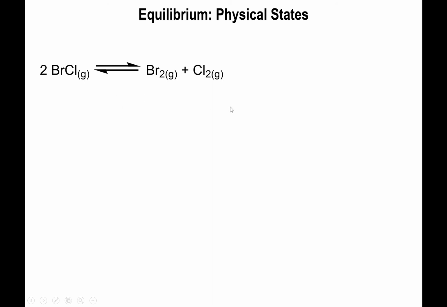All you do is you simply say, okay, you have Br2 as a product, you have Cl2 as a product, the balancing coefficients are 1 and 1 for both of them. And for the reactant, you have BrCl, and the coefficient is 2. So when you write the equilibrium expression, you have the concentration of Br2 times the concentration of Cl2, all divided by the concentration of BrCl raised to the second power.